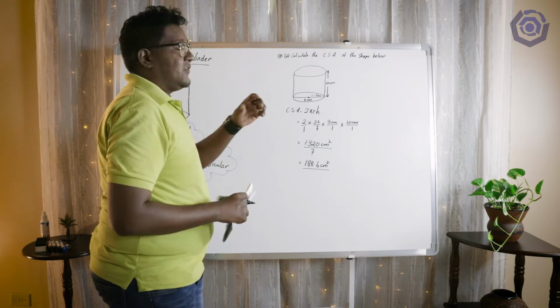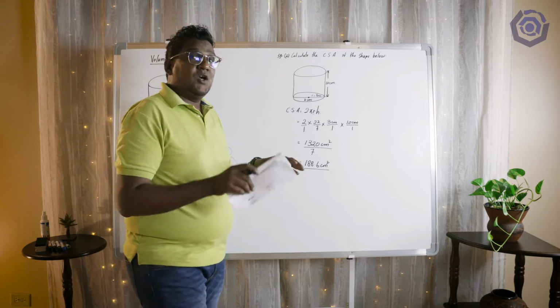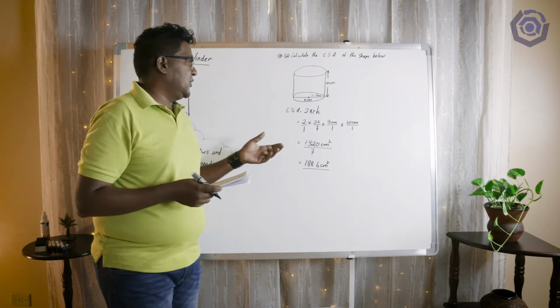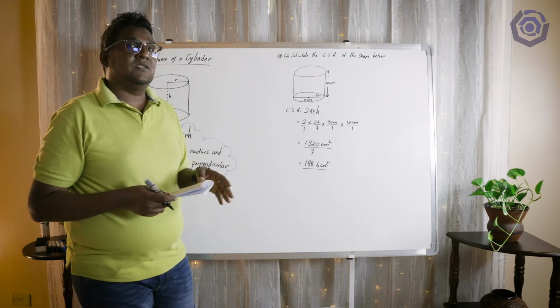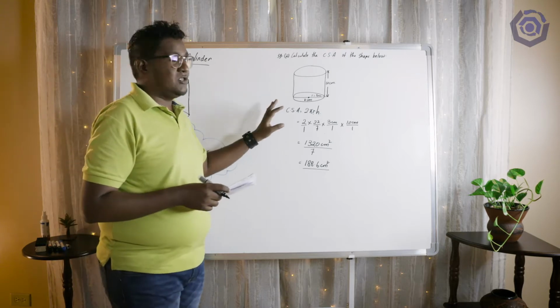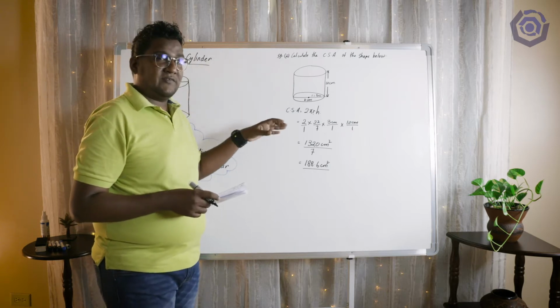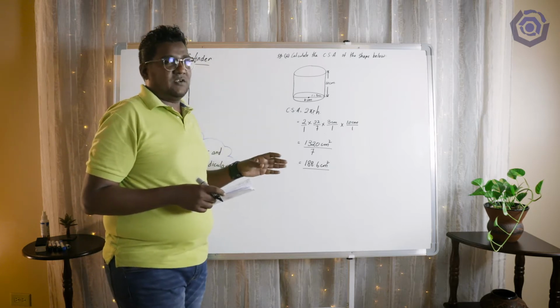So if they ask you for the curved one, you use 2 pi r h, and if they ask you for the total surface area, then you use 2 pi r into r plus h. So this is the only additional formula that you have here. So you have the volume formula, the total surface area formula, and the curved surface area formula.